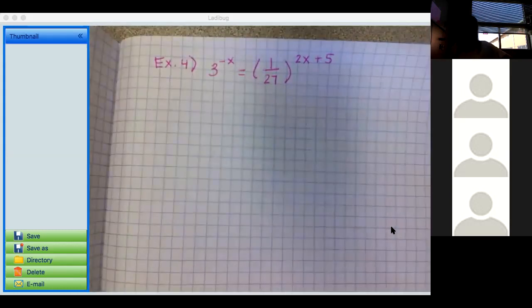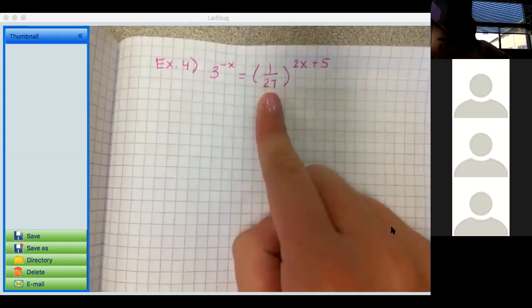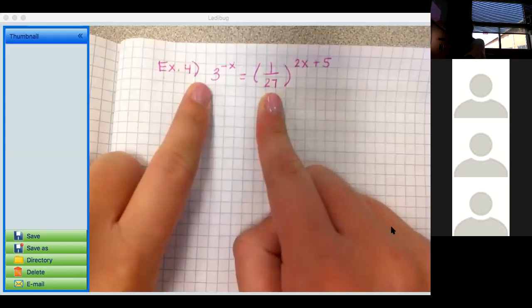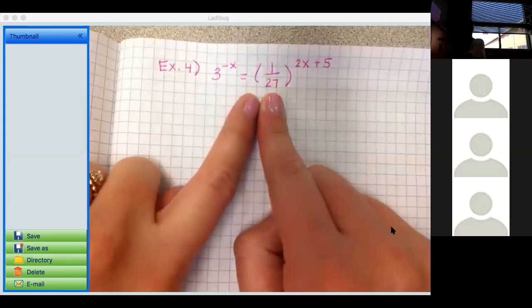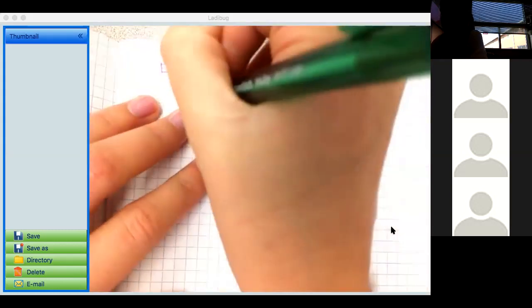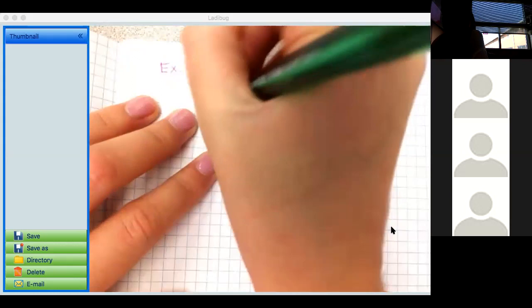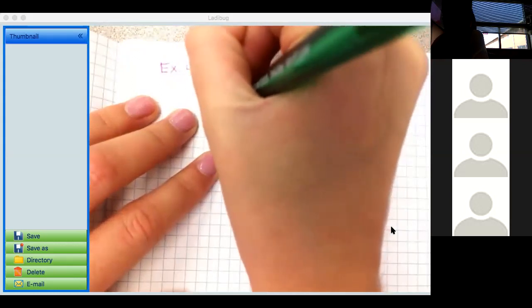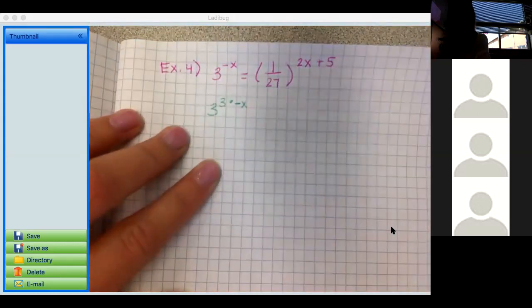All right. Are the bases the same? Okay, the trick I just taught you. Look at the denominator of the fraction. What's the denominator? Can I write 3 to somehow end up being 27? Okay, I like what I just heard. I heard 3 to the 3rd times -x. Good.